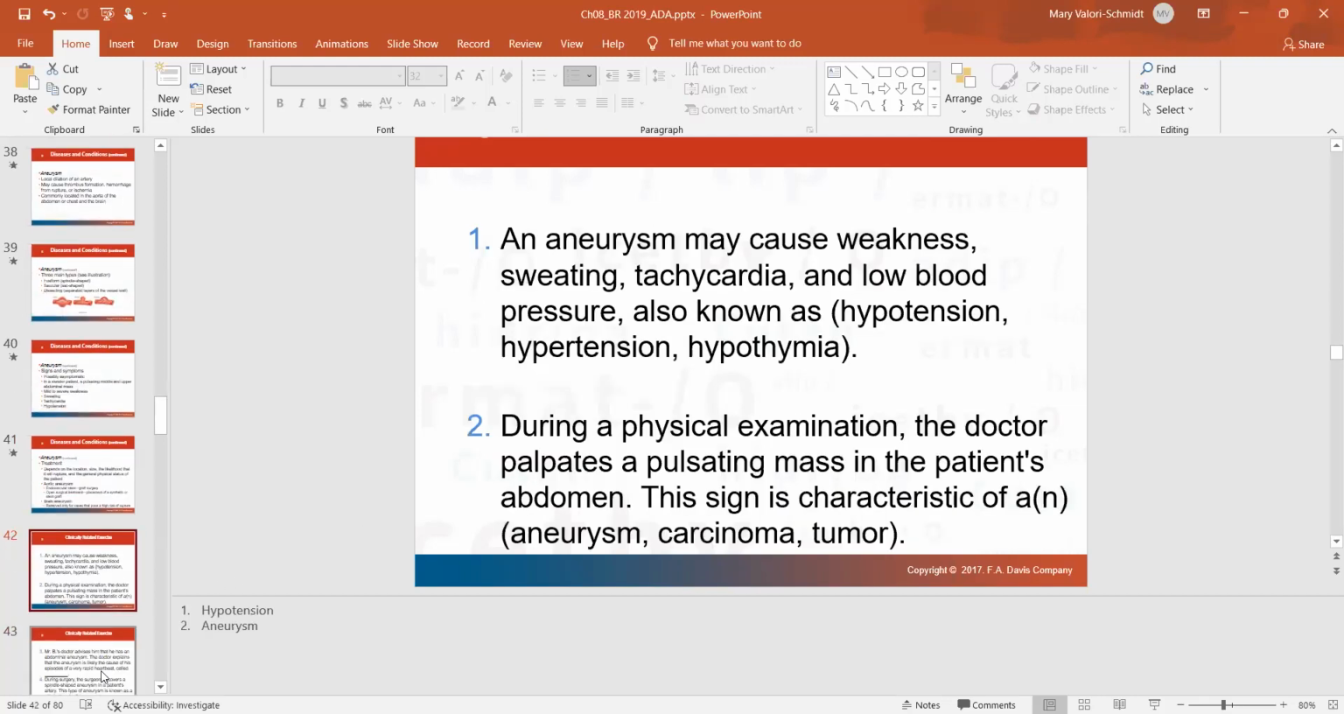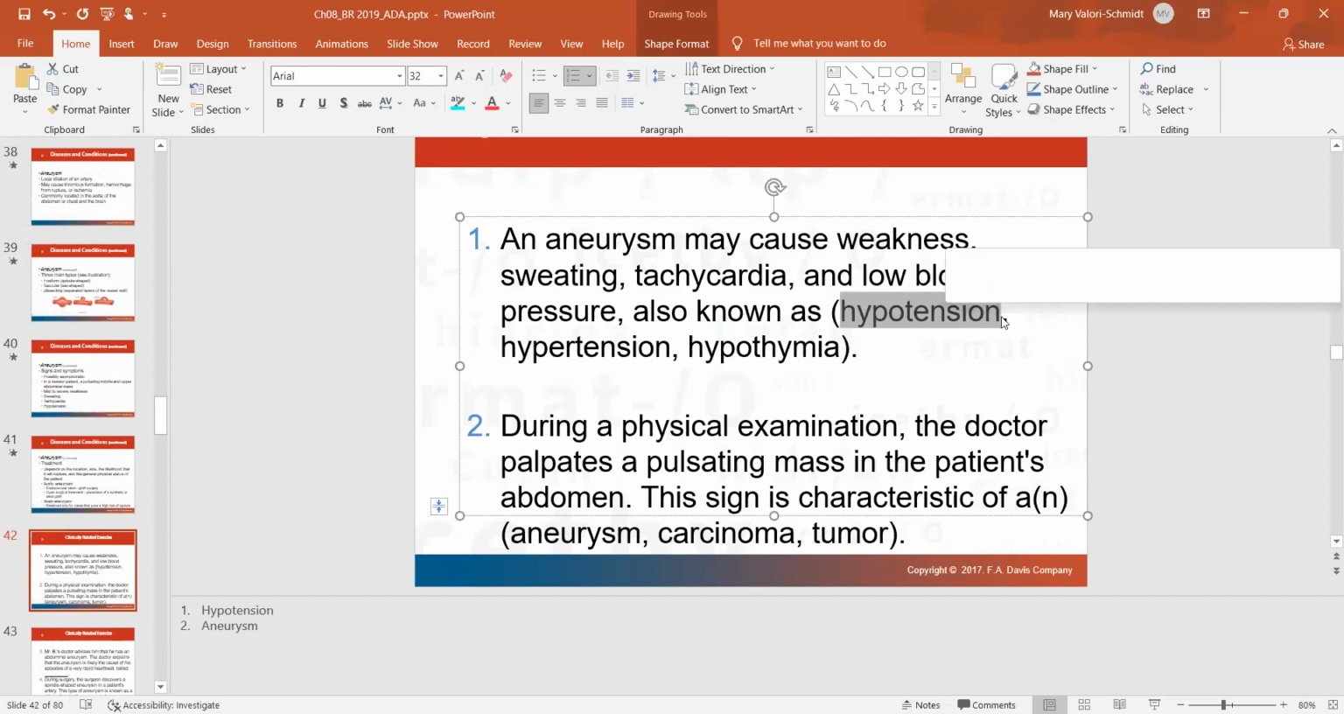Very rare. An aneurysm may cause weakness, sweating, tachycardia, and low blood pressure, which is known as hypotension. There you go, Ayana. Thank you. And during a physical exam, the doctor palpates a pulsating mass in the patient's abdomen. This sign is characteristic of aneurysm. Ayana again.